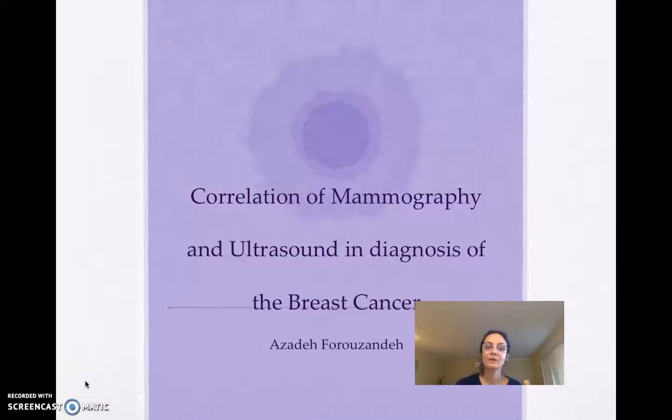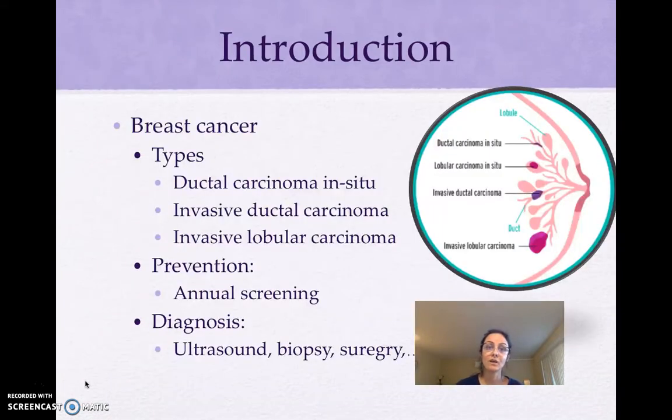I am going to talk about correlation of mammography and ultrasound in diagnosis of breast cancer. First, we're going to talk some introduction about the breast cancer. There are multiple types of breast cancer. Three most common types of breast cancer are ductal carcinoma in situ, invasive ductal carcinoma, and invasive lobular carcinoma.